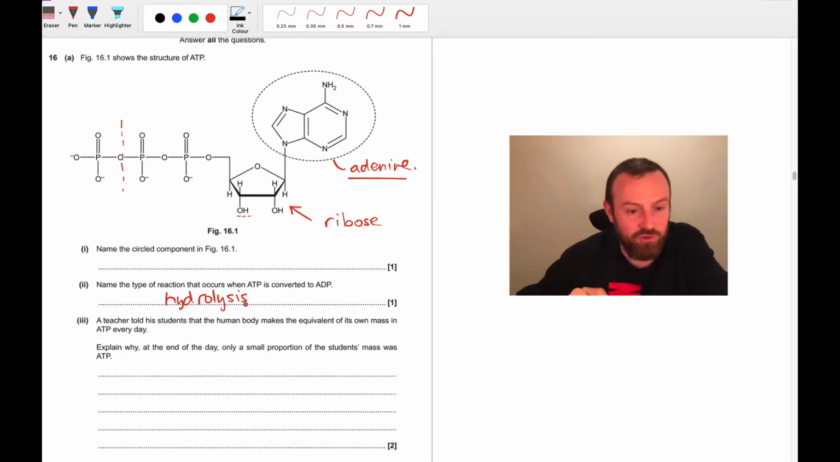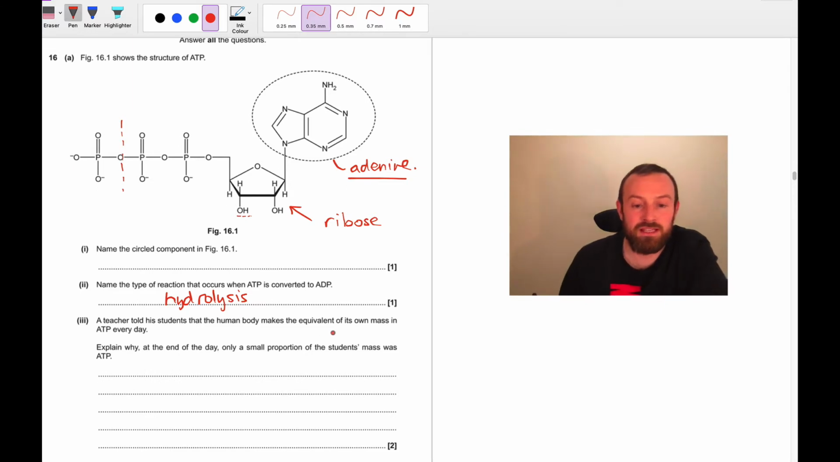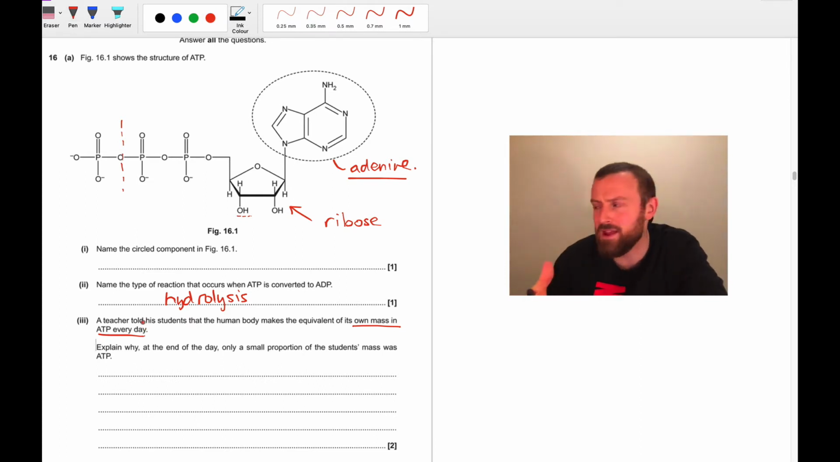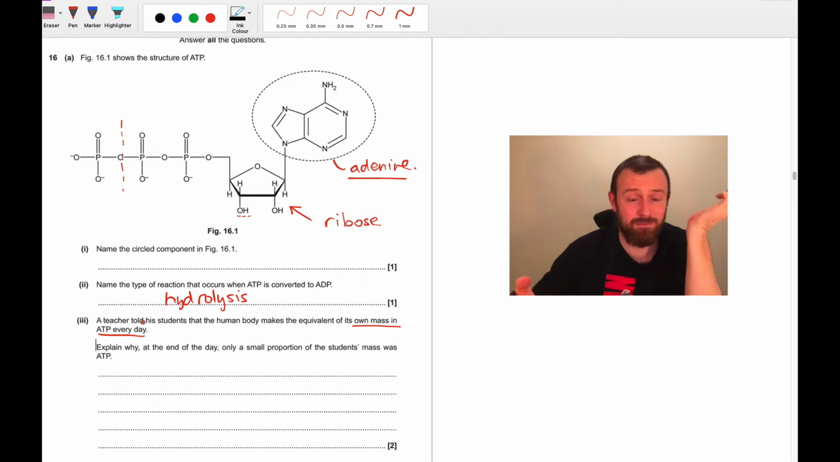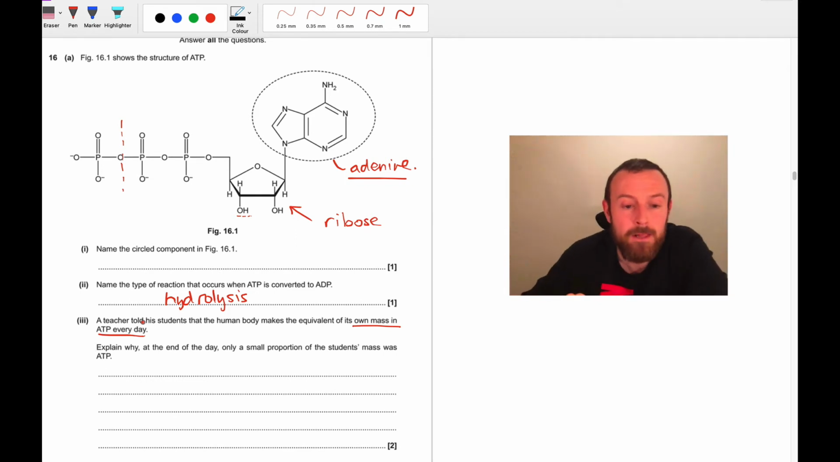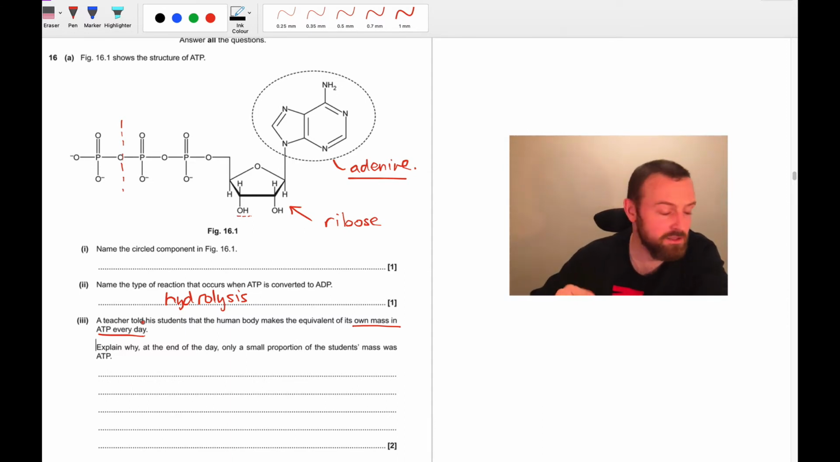Okay, this next one is a bit more tricky. Part 3. A teacher told his students that the human body makes the equivalent of its own mass in ATP every day. I'm around 70, 80 kilos. So am I making 70, 80 kilos of ATP every day? Yes, I am. But how come I'm not fully ATP? I'm not just a big blob of ATP sitting here. Why is that? Well, it's actually only a few grams of ATP in your body at any second. So what's going on? It is constantly recycled.